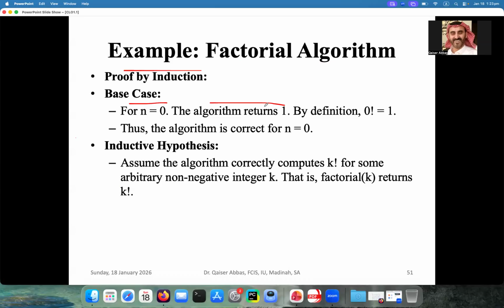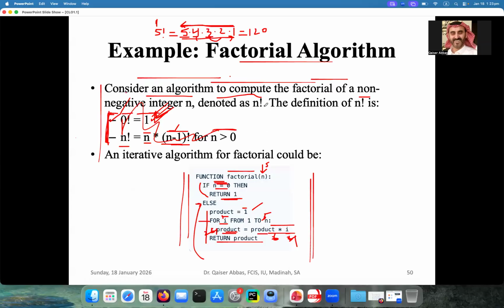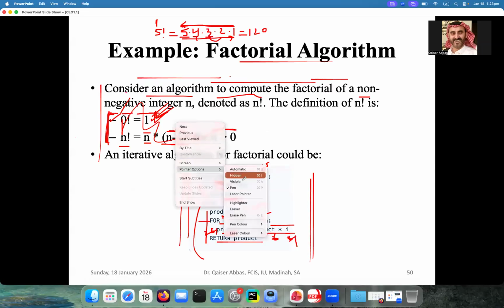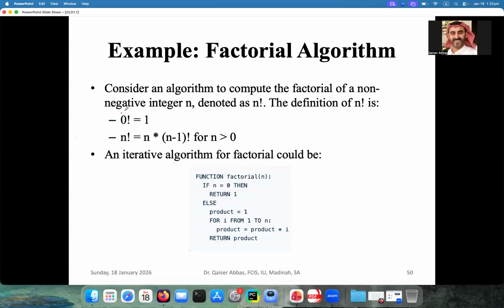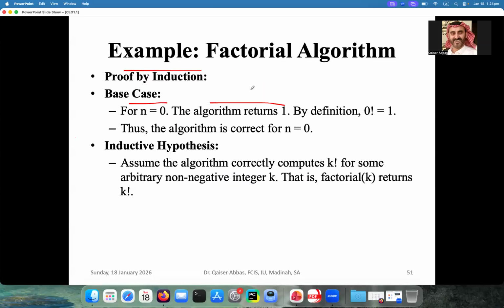And what is the mathematical definition of factorial? In the mathematical definition, we know that for 0, it gives us 1. When n is equal to 0, the algorithm is returning 1, and by mathematical definition, for 0, it is giving us 1. Thus, we can say that the algorithm is correct for n equal to 0. Step 1 is proved. Step 1, which is the base case, is proved for the initial value.